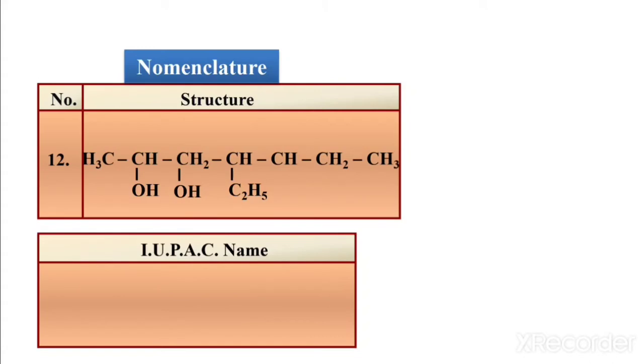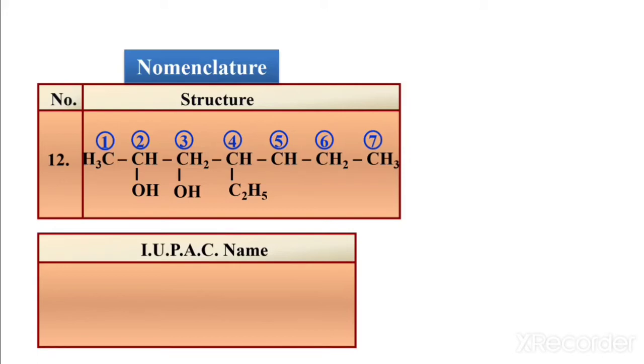Next example, this is a big example. First for the IUPAC name, first give numbering. Here the numbering starts nearest to the hydroxyl end. Therefore this is 1, 2, 3, 4, 5, 6, 7.